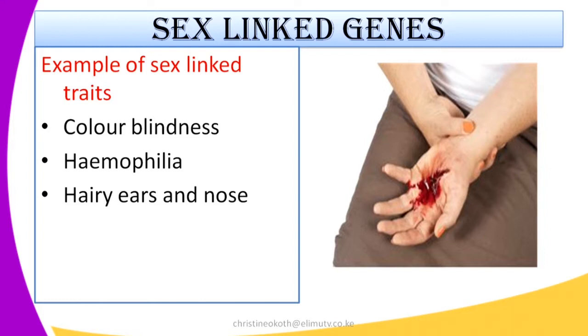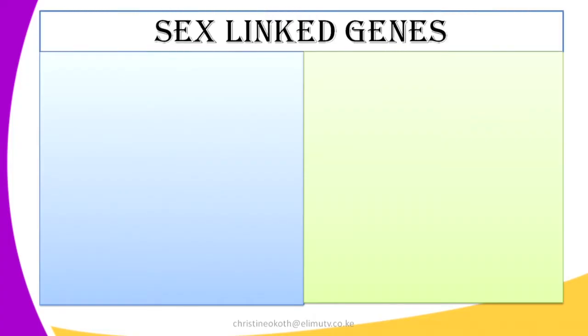So an illustration here, we have hemophilia, a condition whereby there is a low level of blood clotting. Someone loses a lot of blood due to the malfunction of the platelets to produce what is used for the clotting of the blood. So let us look at the first sex-linked gene, which we call hemophilia.